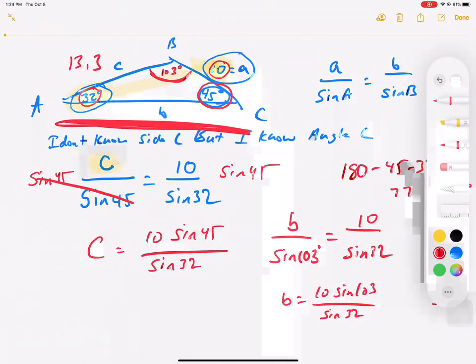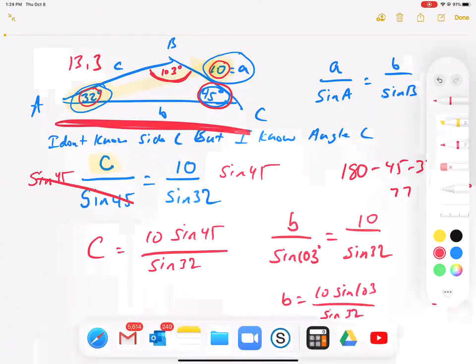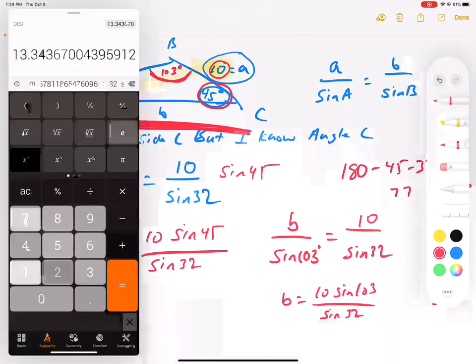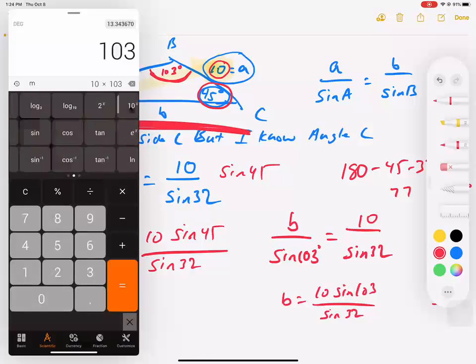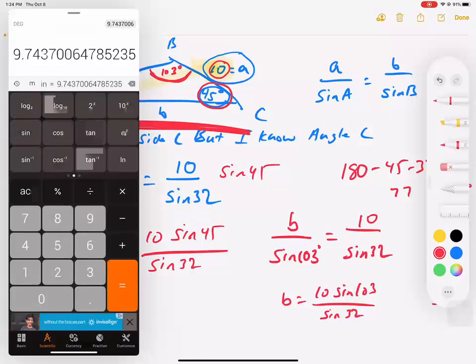Okay, awesome. Now, 18.4, cool. If that's the answer, that is excellent. That was fast too, good job. 10 times sine of 103, divided by sine of 32, equals 18.38, rounding to 18.4. Great job.